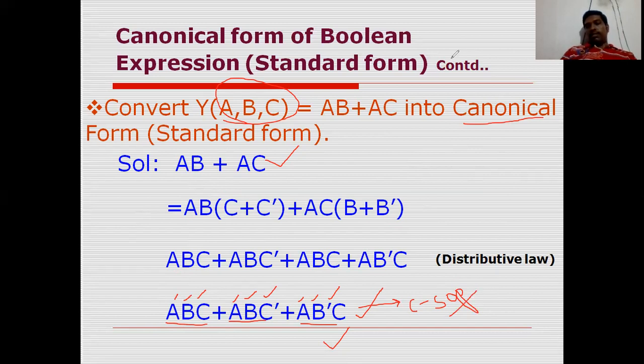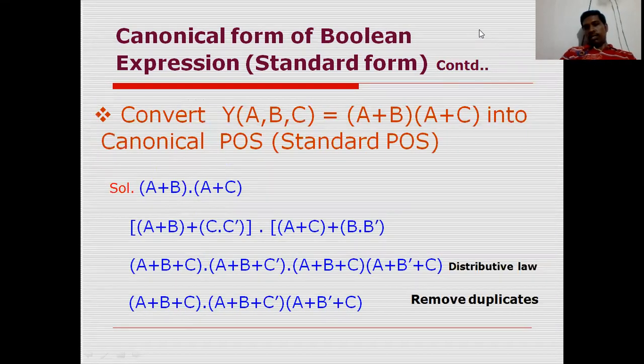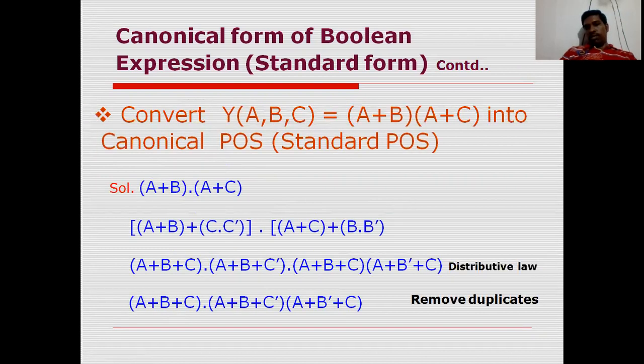Next, likewise you need to know how to convert a normal POS to canonical POS. Previously we converted a normal SOP to canonical SOP, and now we will see how to convert a normal POS to canonical POS. Here we are having 3, but we don't have 3 here. C is missing. Here B is missing. So it is a normal form, that we can say directly.